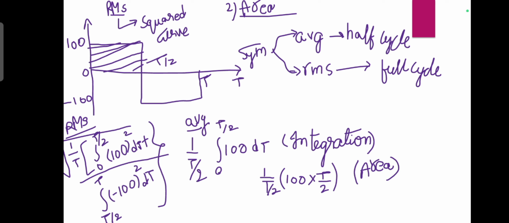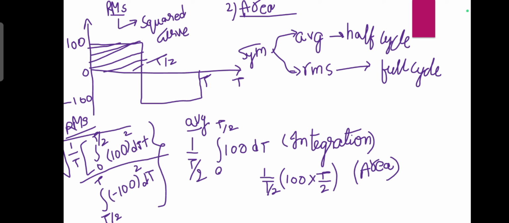I am showing here this rule we have already seen. If it is a symmetrical waveform, for finding the average value we can consider only half cycle, but for RMS value we need to calculate the full cycle. So using this area method, I will show for this square wave.